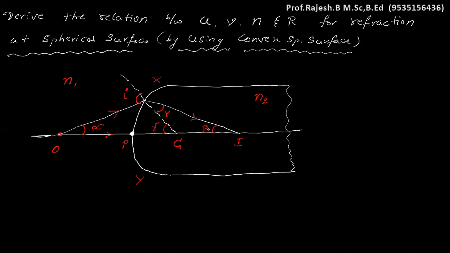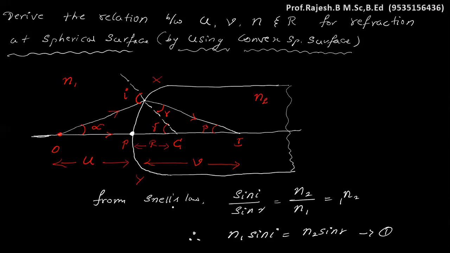And the object distance is this one, and pole to center is the radius of curvature, and pole to image is the image distance. This is about the diagram. Please copy the diagram. I applied Snell's law here and cross multiplied. I got this equation 1.